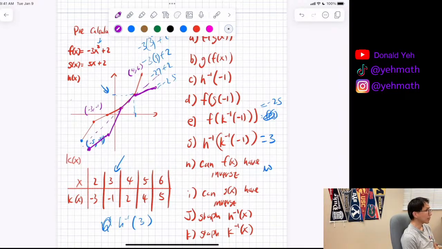Does that make sense? Ian, you didn't know how to graph this one yesterday? This is how you graph it. Take a coordinate, swap, and then graph it. Got it?